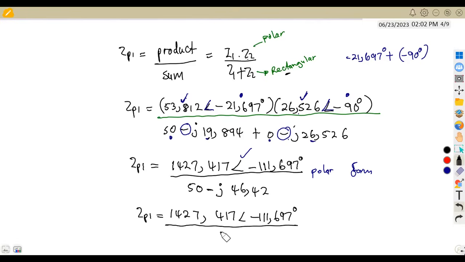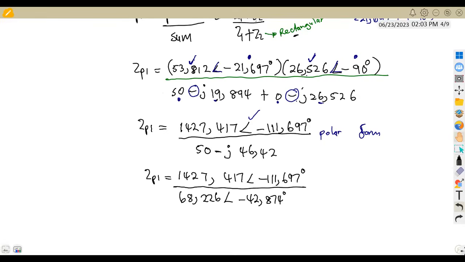So like I said, guys, from our calculator, just use your calculator, shift pole, you get your R there. If you get your R, it is going to be 68.226 angle of negative 42.874 degrees. All right, so this is what you're going to obtain from the polar form. Now you are having the resultant for a polar form combination. You are dividing in polar form.